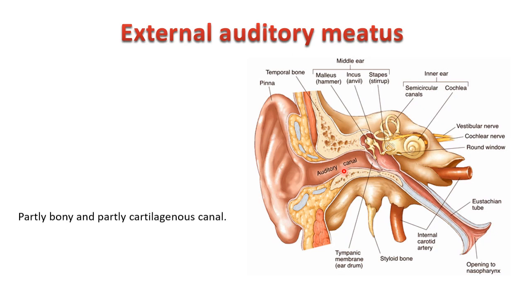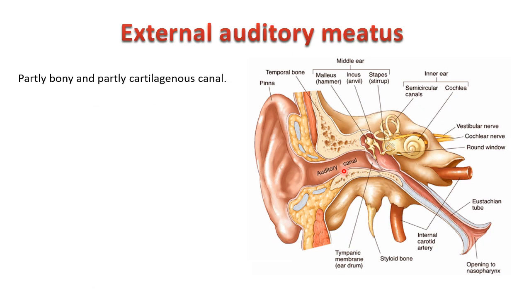So the external auditory meatus is actually a canal, which is partly cartilaginous and partly bony, and it is definitely lined by skin, and it is not a straight canal, it is S-shaped.